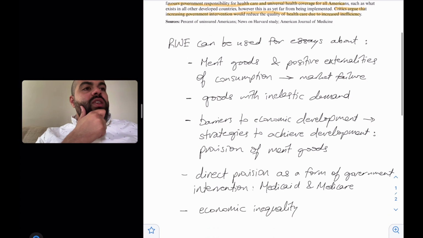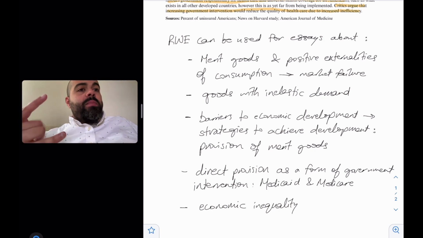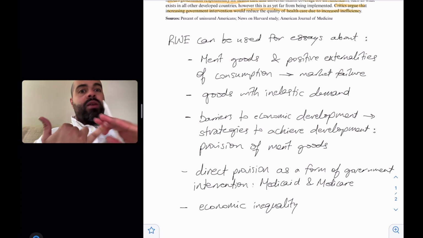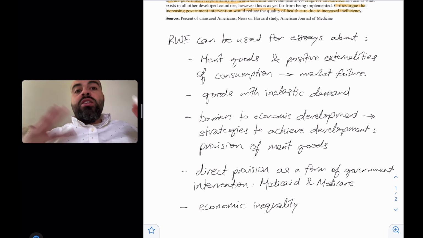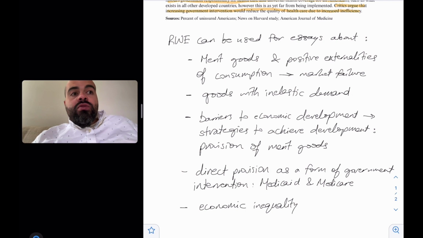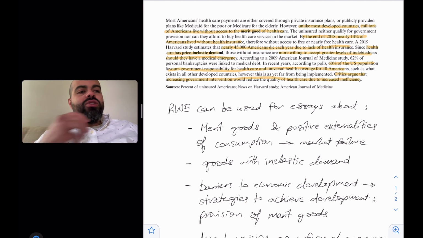So this real world example, you can use it for essays, many essays about merit goods and positive externalities of consumption. We know that healthcare and health insurance are both merit goods. They generate positive externalities of consumption, and the market failure is that there's often an under allocation of resources. As you can see here, there's an under allocation. There are millions of Americans that don't have access to healthcare or health insurance.